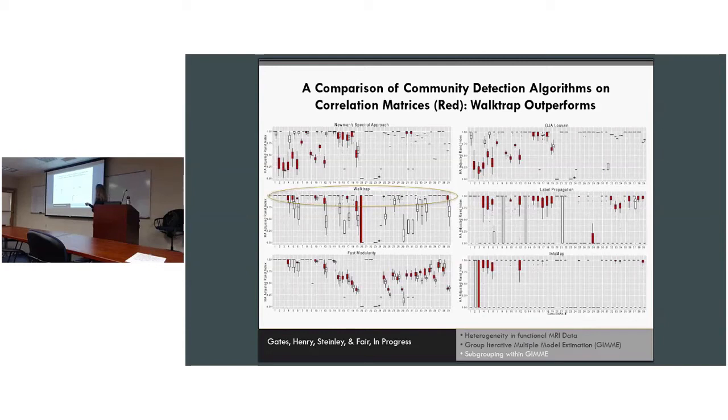Red are the correlation matrices. We did try Euclidean distance matrices, but none of them did especially well for that. And so we see this is for n equals 25 all the way up to n equals 1,000, because again, we're not using huge data here. So for our purposes, we're going to move forward using Walktrap for weighted correlation matrices, so we don't have to dichotomize.